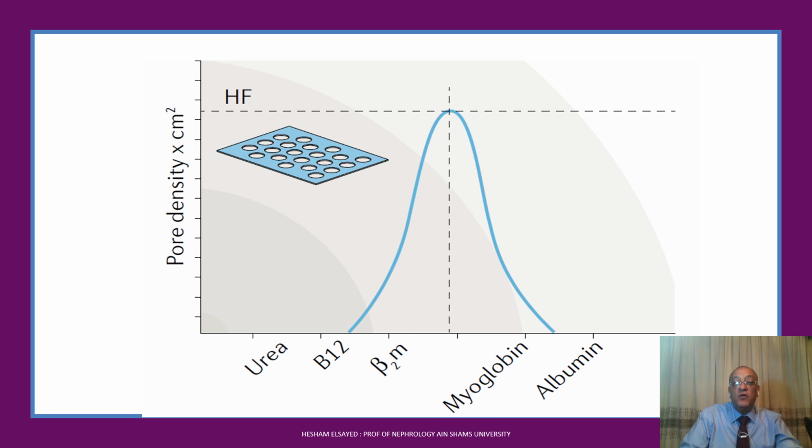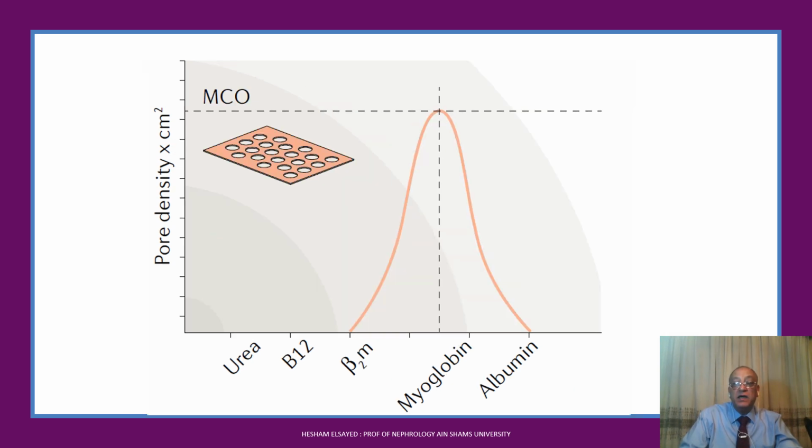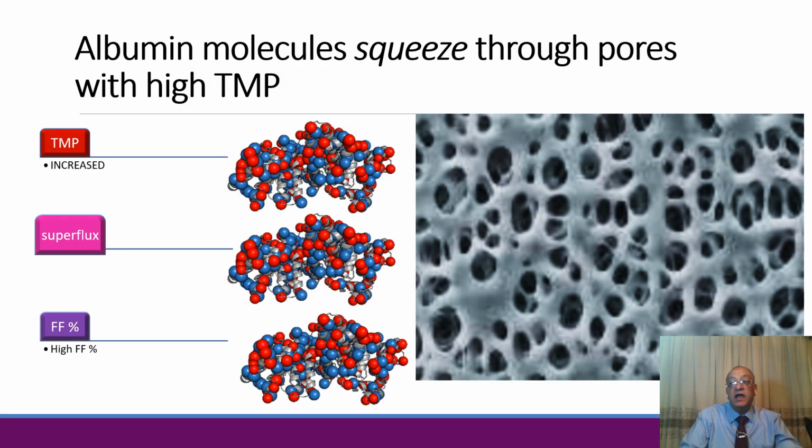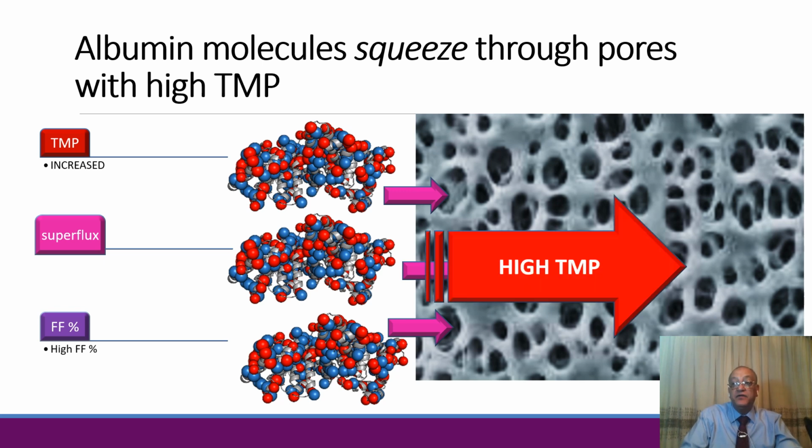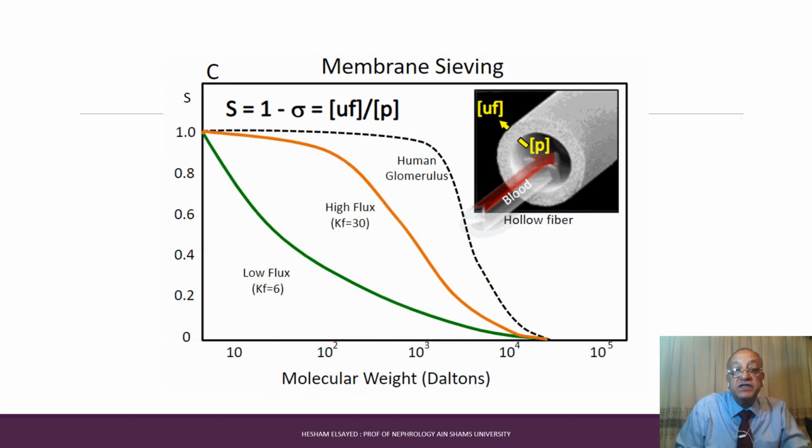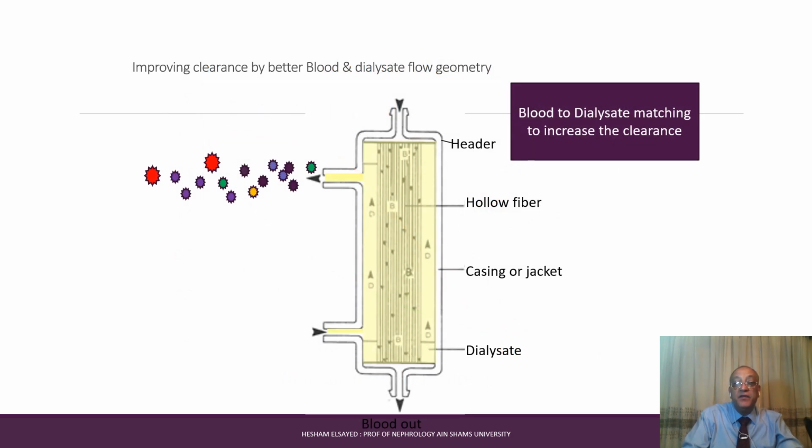So this is the sieving coefficient of high flux, medium cutoff going to the right, high cutoff moving as well to the right, and the albumin loss during dialysis is limited to be less than 3 grams per session. So the membrane sieving criteria is also important to ask about when choosing the dialyzer. Improving the blood flow as well will increase the clearance. So you have to test the dialysis adequacy as well.